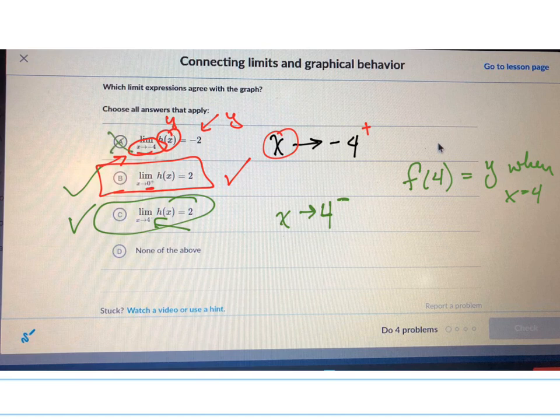So these are true. This is false. And then, of course, none of the above. You don't have to deal with that. So B and C were the correct answer.